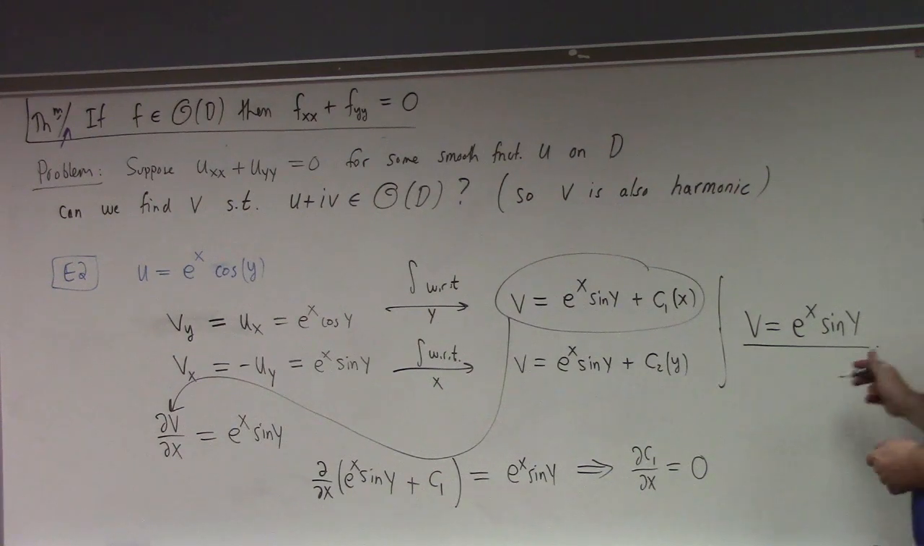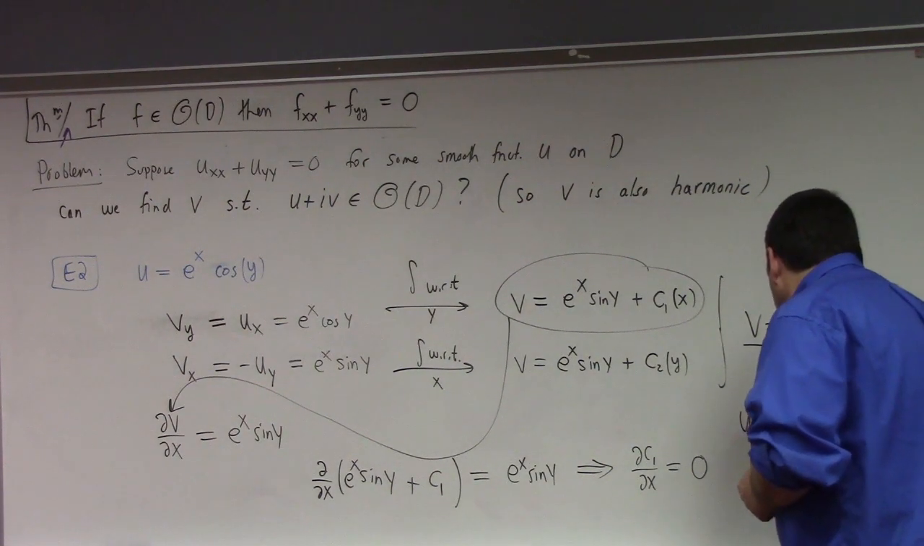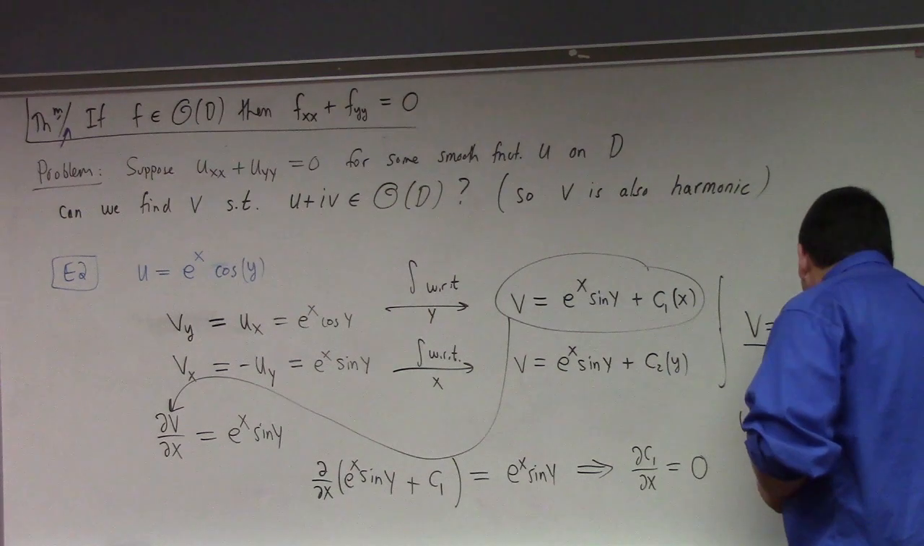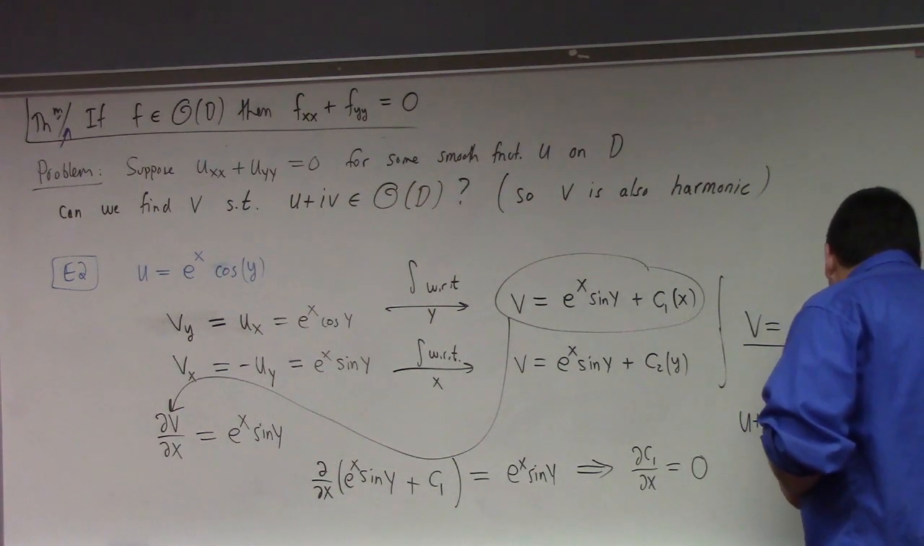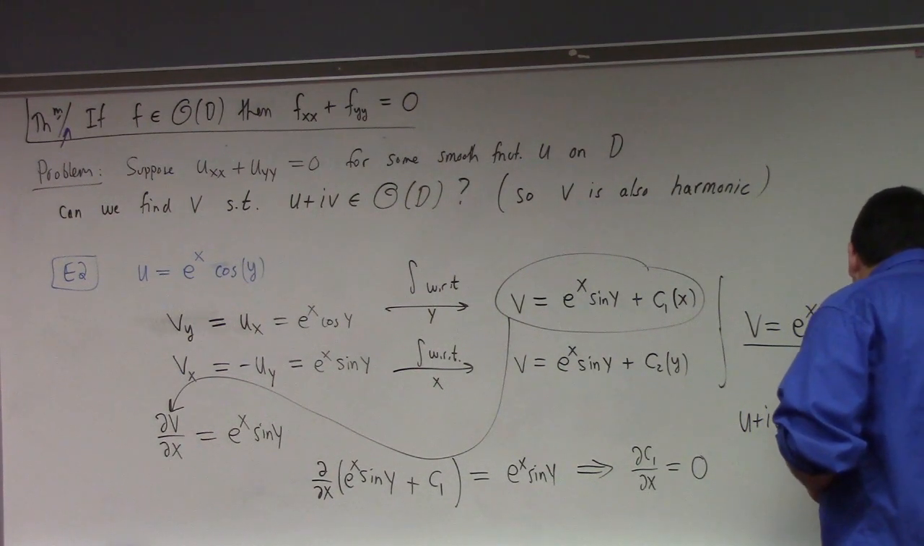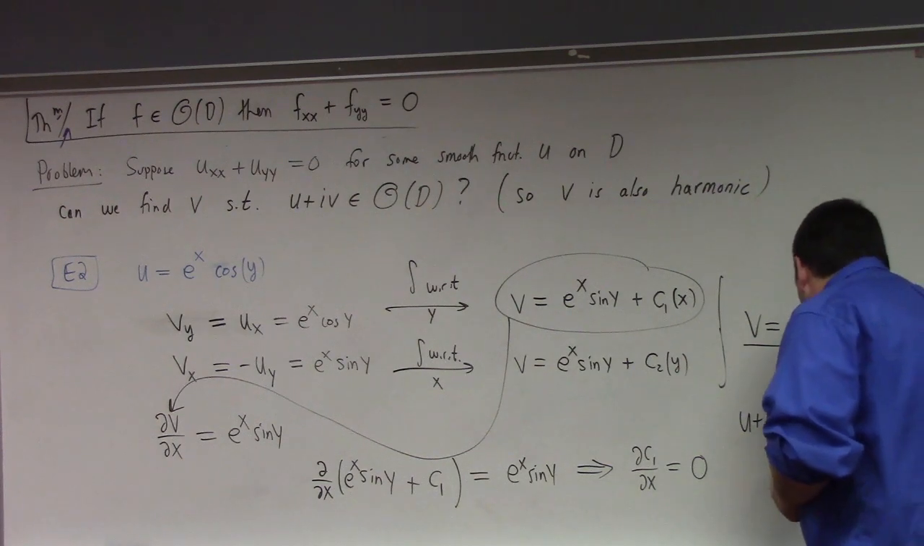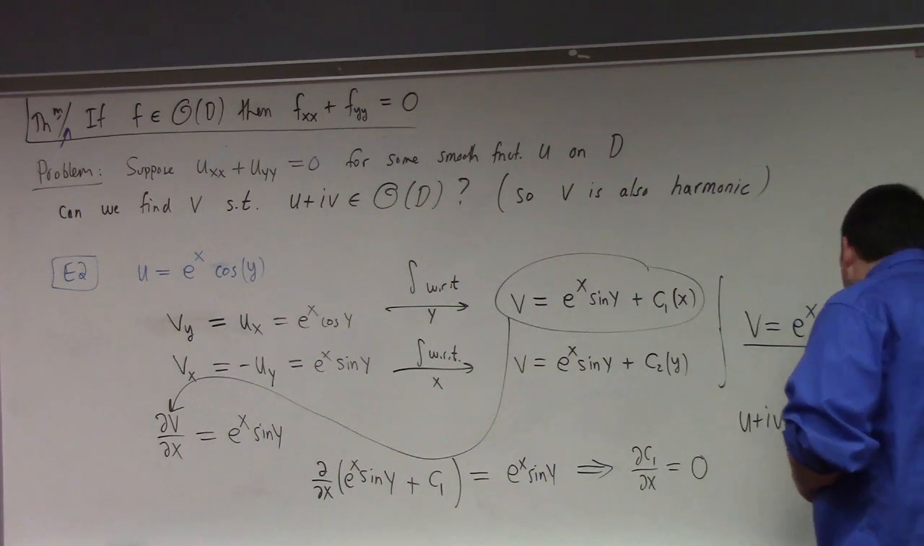Oh, by the way, what did we just figure out? Our u plus iv is what? e to the x cosine y plus i e to the x sine y. What's that? Well, that's just e to the z. e to the z, right.